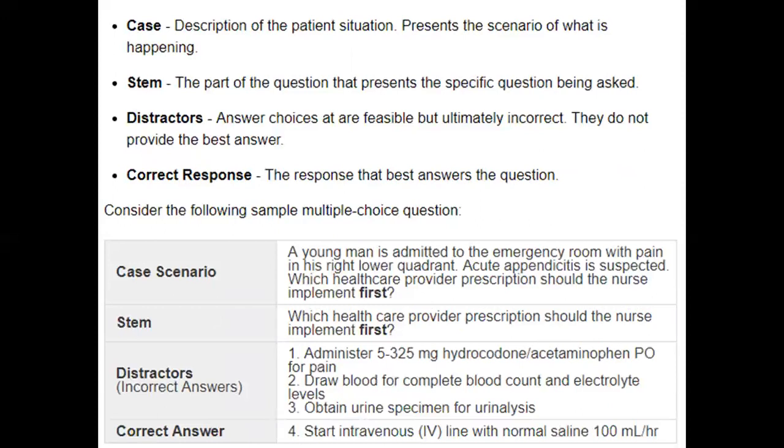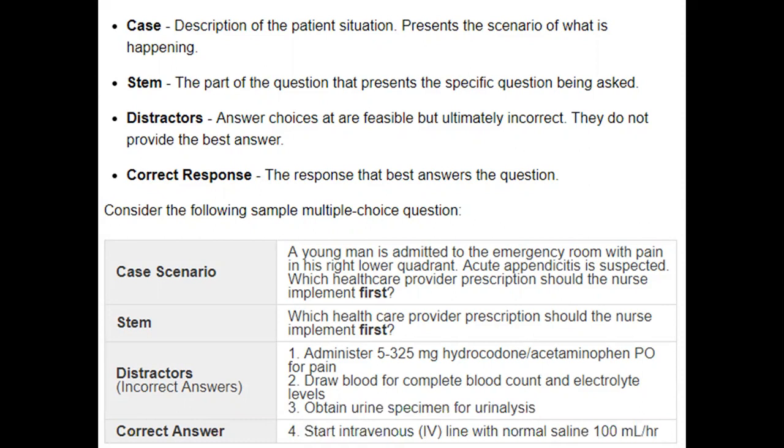So we have here, the case is the description of the patient situation, presenting the scenario of what is happening. The stem is the part of the question that presents the specific question being asked. So distractors are answer choices that are feasible but ultimately incorrect. They do not provide the best answer. So the correct response, or the correct answer, is the best answer to the question.